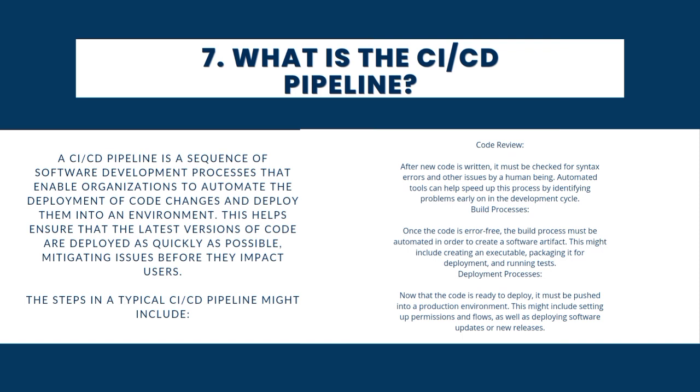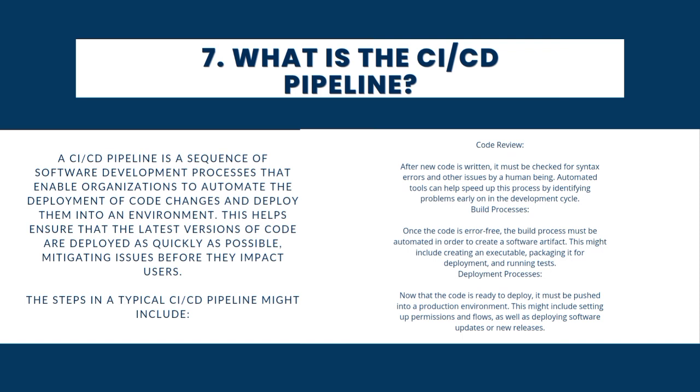After new code is written, it must be checked for syntax errors and other issues by a human being. Automated tools can help speed up this process by identifying problems early on in the development cycle. Build processes. Once the code is error-free, the build process must be automated in order to create a software artifact. This might include creating an executable, packaging it for deployment, and running tests.